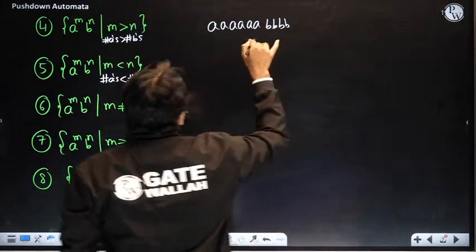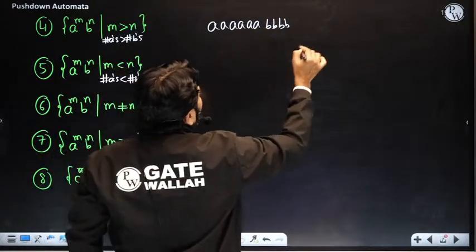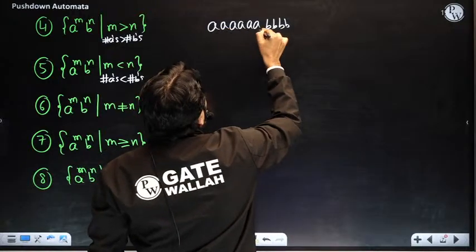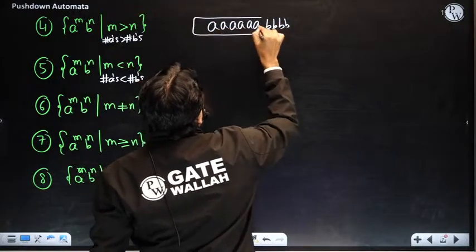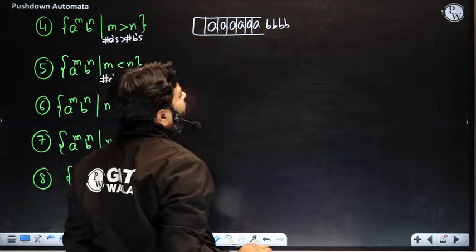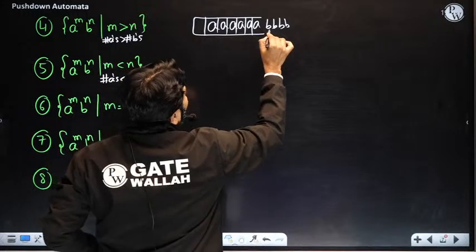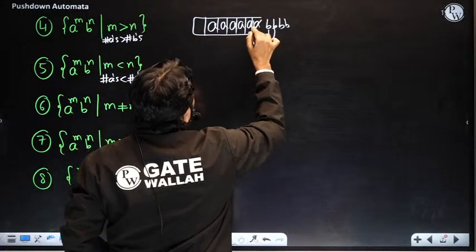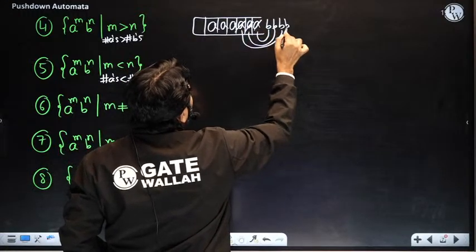Now how do you do this? What is the logic for this? In the stack, you push all of them, right? You keep all of them in the stack. Z0 is there somehow here. Now, how many B's are there? 4 B's. So 4 A's will be popped because you have this many B's.